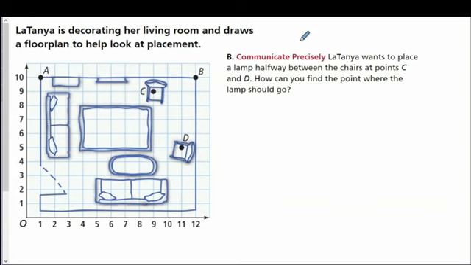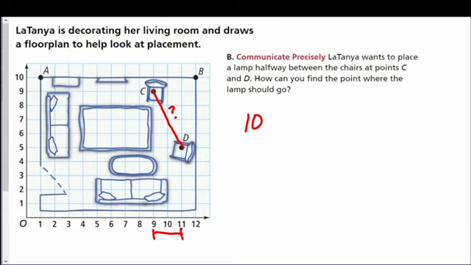LaTanya wants to place a lamp halfway between the chairs at points C and D. How can we find the point where the lamp should go? Well, we could draw a line from C to D and try to figure out where the halfway point of that line is. We could find half of the horizontal distance from C to D. C is at 9 and D is at 11 on the x-axis. So we could find halfway between 9 and 11, which is 10.